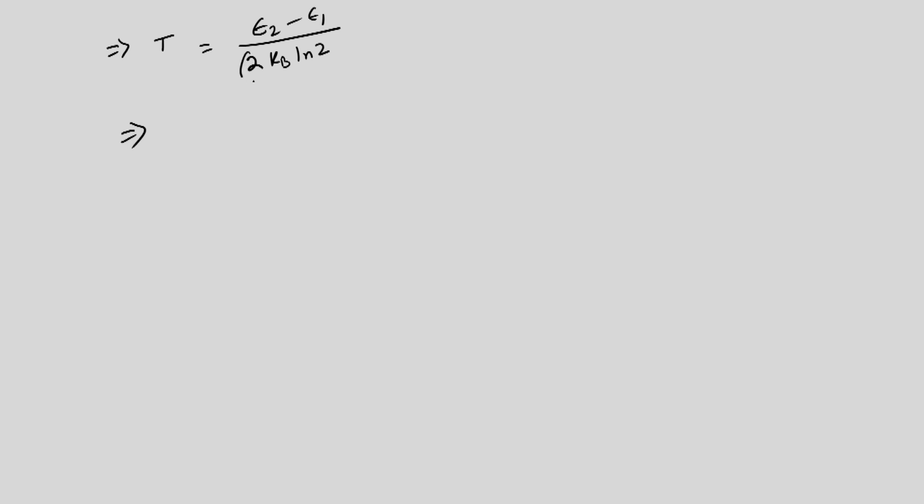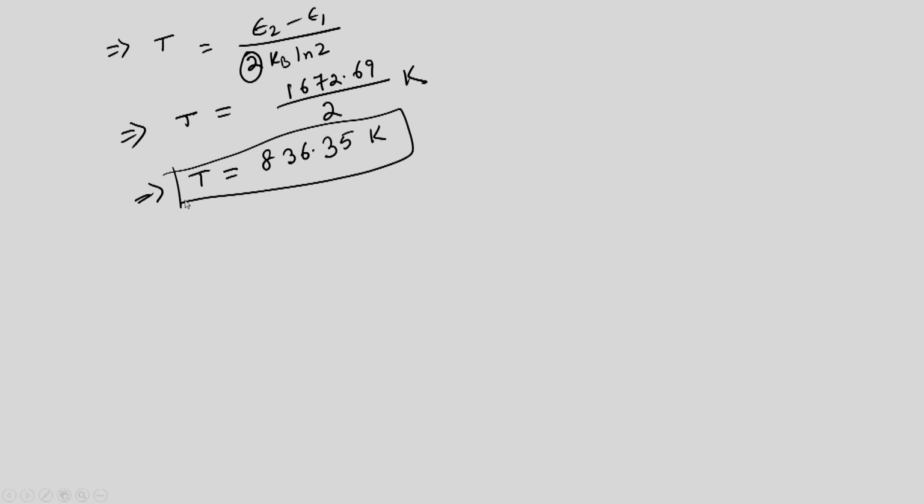So, there is an extra 2 term in the denominator as compared to the previous one. So, temperature is just half of the previous one. So, 1672.69 by 2 Kelvin. So, it gives us the value of temperature as 836.35 Kelvin. So, when the degeneracy of the excited state is 2, we require half of the temperature when compared to the non-degenerate case. So, this was problem number 10.